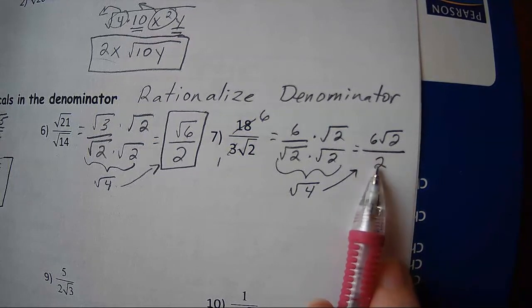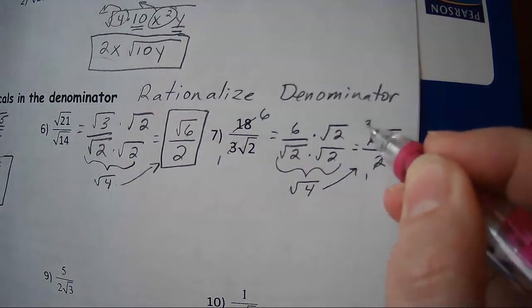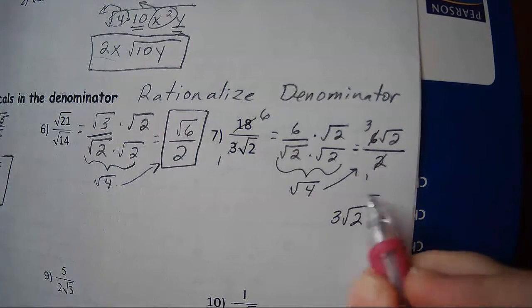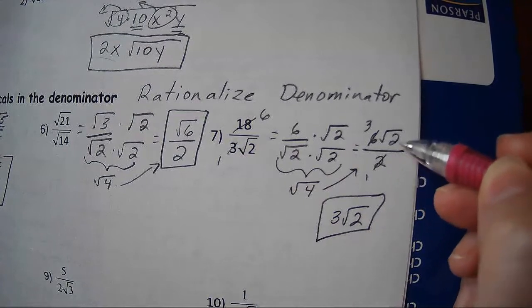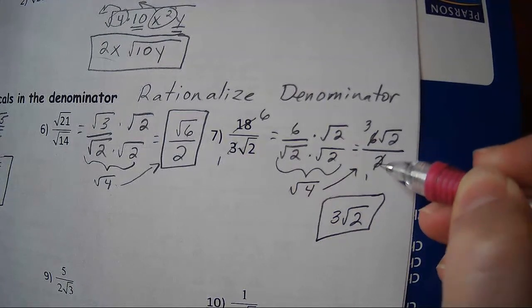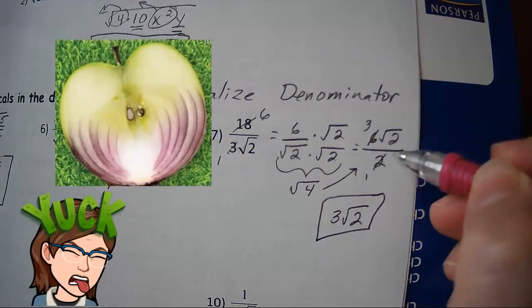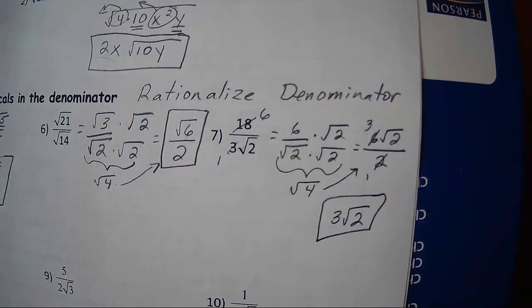So I'm going to reduce this even further. 2 goes into 2 once, 2 goes into 6 3 times. So I have 3 square root 2 over 1, which is the same as 3 square root 2. I cannot reduce the square root of 2 and the 2. Radical to whole number? Nope, that's apples and onions. That tastes gross. Don't do that. So can't do those. I can only do whole number to whole number.